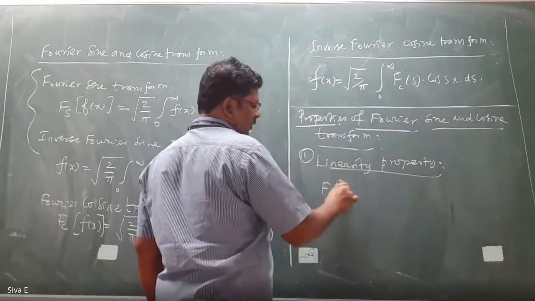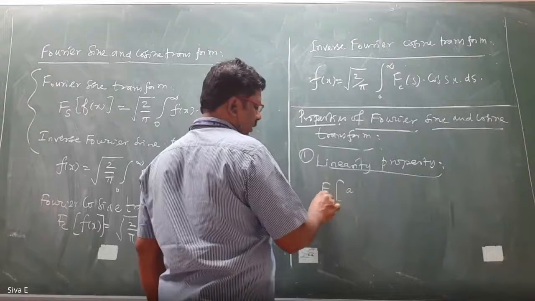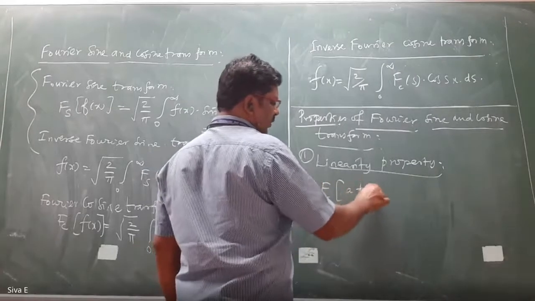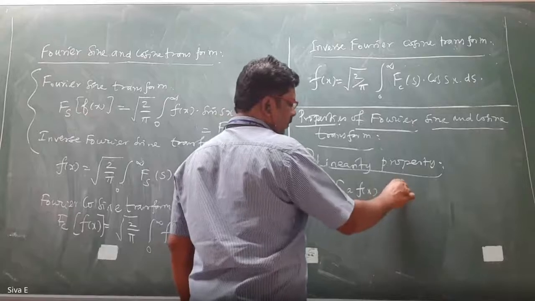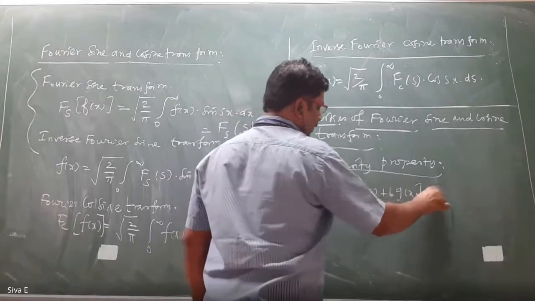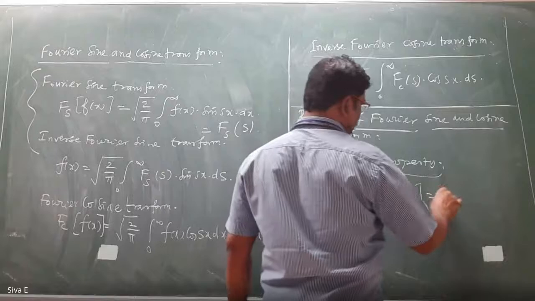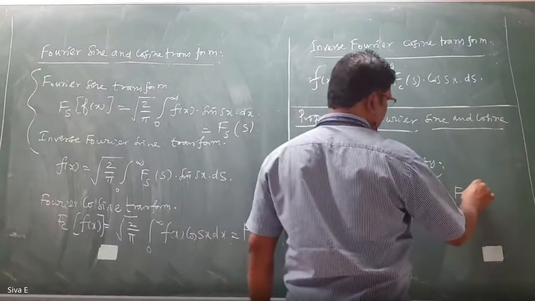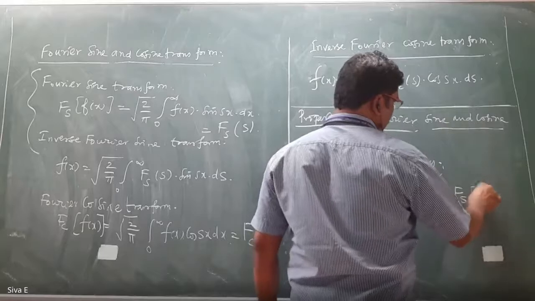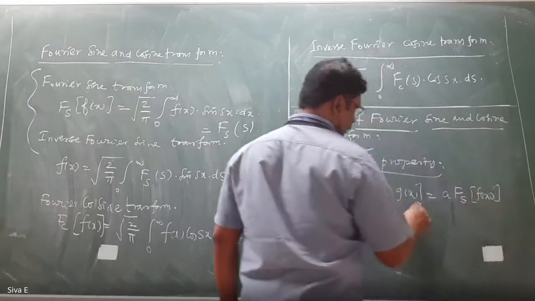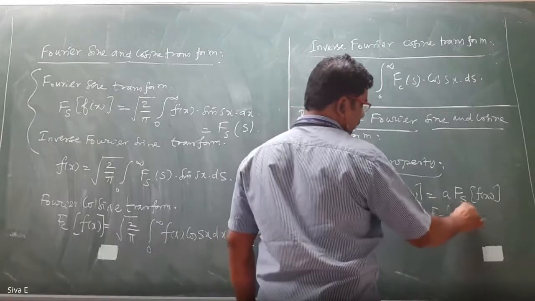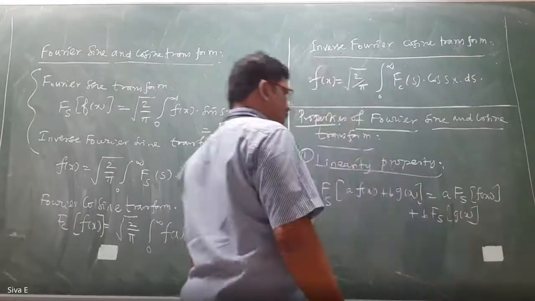The Fourier sine of a into f of x plus b into g of x equal to a Fs of f of x plus b Fs of g of x.